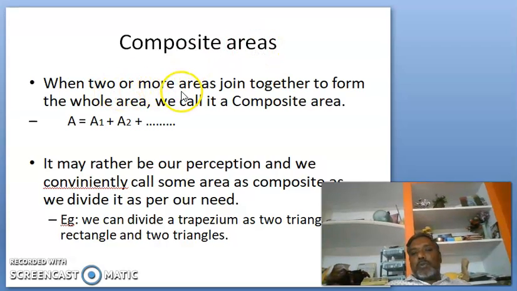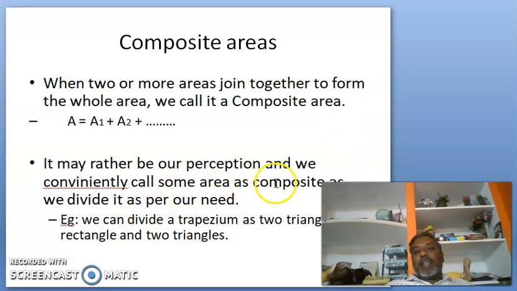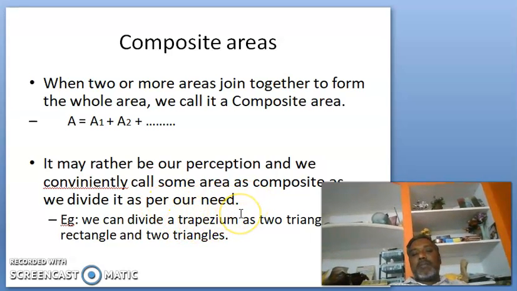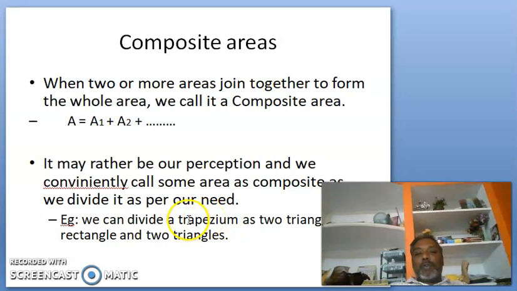Composite areas. When two or more areas join together to form the whole area, we call it a composite area. So area A is equal to A1 plus A2 plus and so on. It may be our perception, and we conveniently call some areas composite because we divide them as per our need. A trapezium, we may say it is a single area, particularly in terms of our study. When we go for calculations, when we know the centroid of a trapezium with a single formula, we can take the trapezium as a single area.